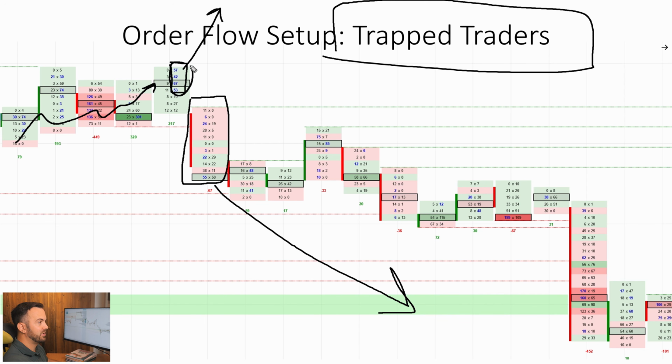Those guys are trapped traders. They got trapped in their longs. Price reversed. They'll eventually have to quit. And if the price did not follow through and did not go up, then you should go short, because clearly the plan is not to go up, but to go down.